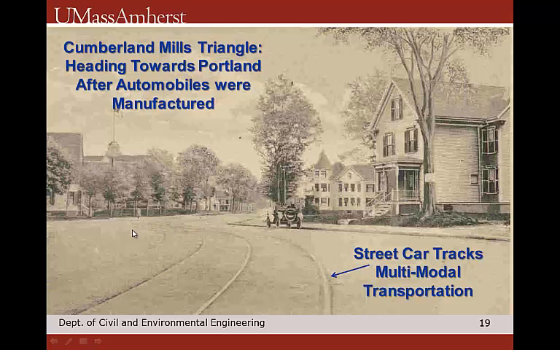So now this point right here where I'm circling is the same point that we looked at the beginning, okay? So this road is heading towards Portland, Maine, and if you head down this way, where I'm drawing the cursor, this is Cumberland Street right here. Okay, this is Cumberland Street, and right here is Main Street. Okay, and what you'll notice is you have some more streetcar tracks, multimodal transportation, and after automobiles were manufactured, these streetcar lines were actually taken out. You can see an automobile here, but you can see there's sidewalks for pedestrians, streetcars. It's multimodal use. It seems balanced.